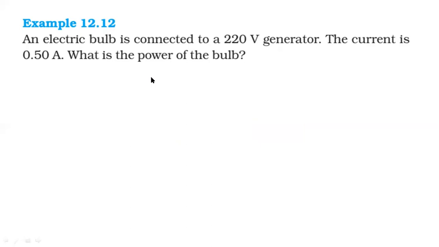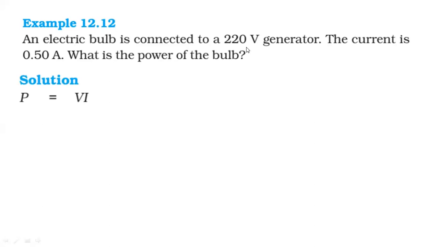Now in the last session, we have already seen the formula for power. Power is equal to potential difference into electric current. That is P is equal to V into I. So we will first write down the given data. Given data is V is equal to 220, I is equal to 0.50. What is the formula for power? P is equal to V into I.